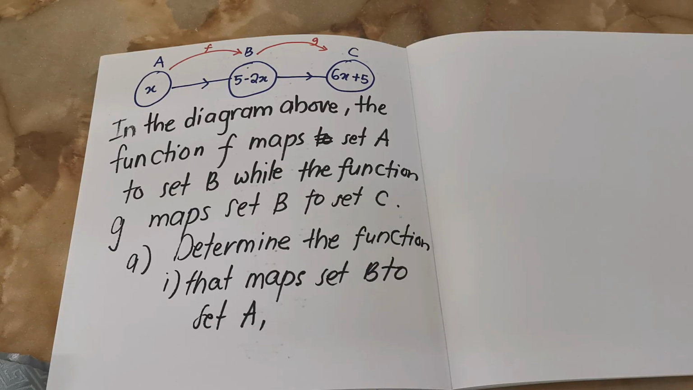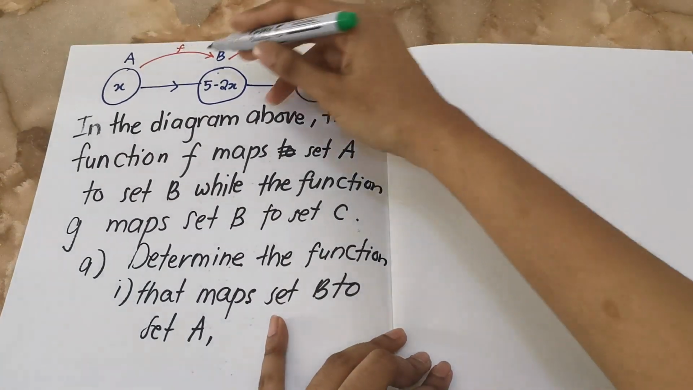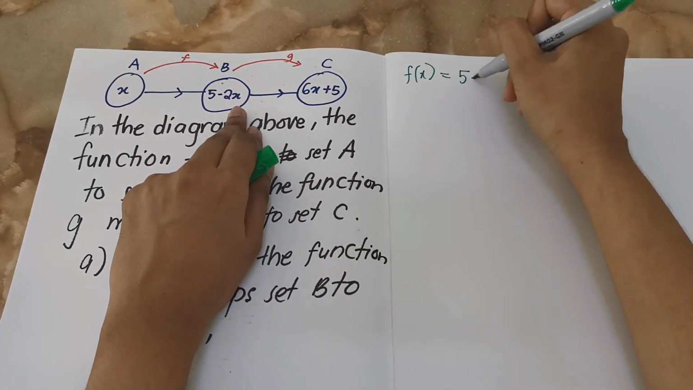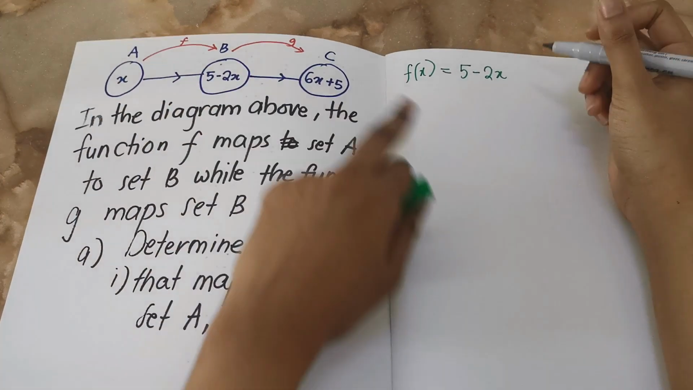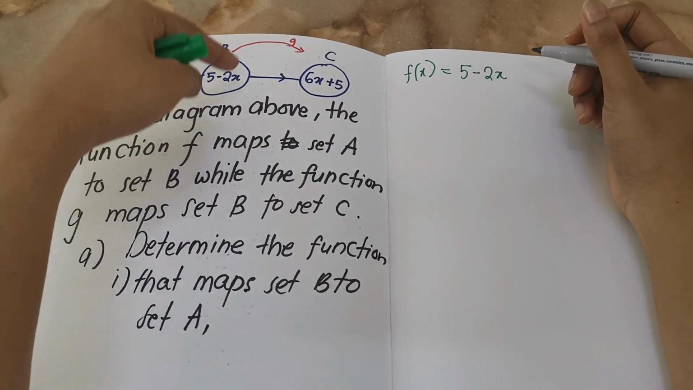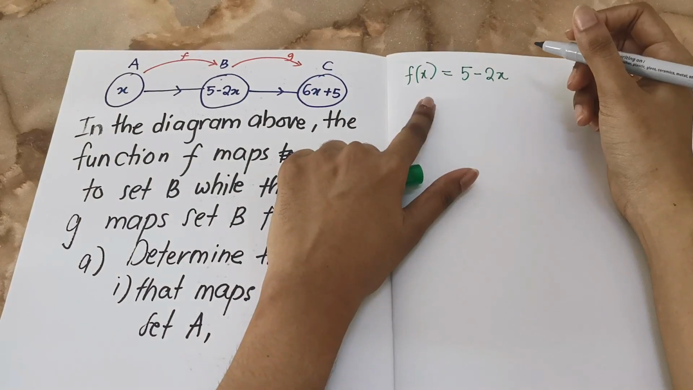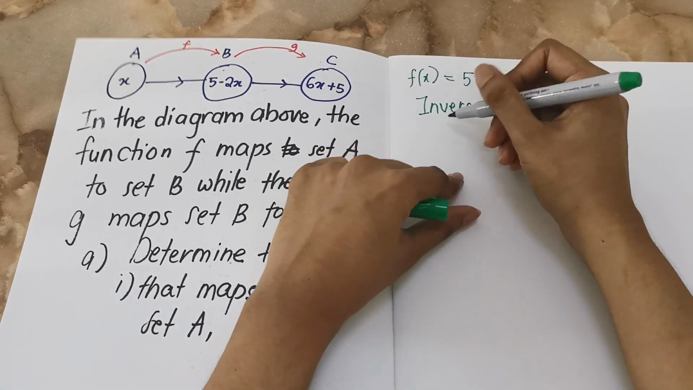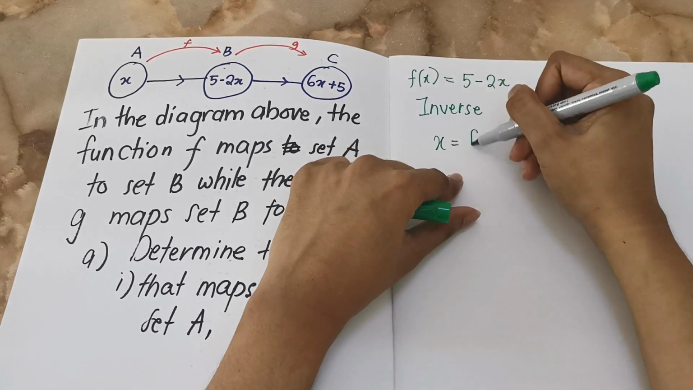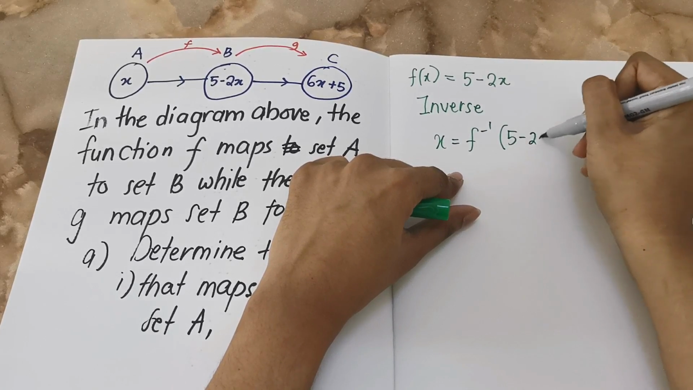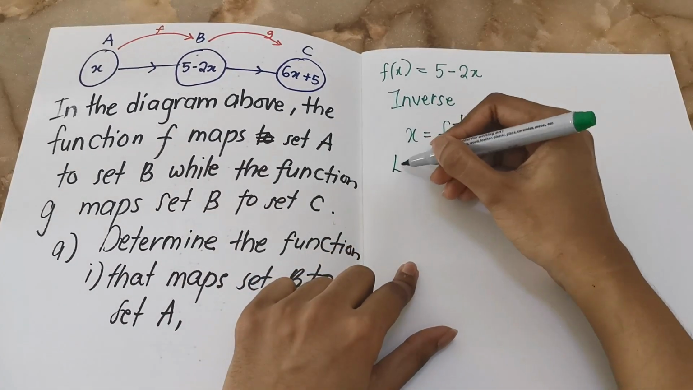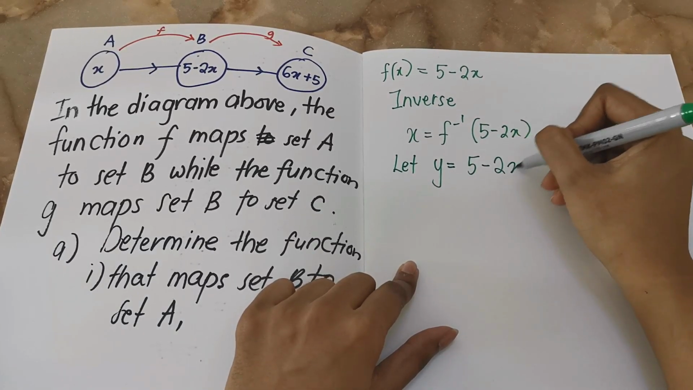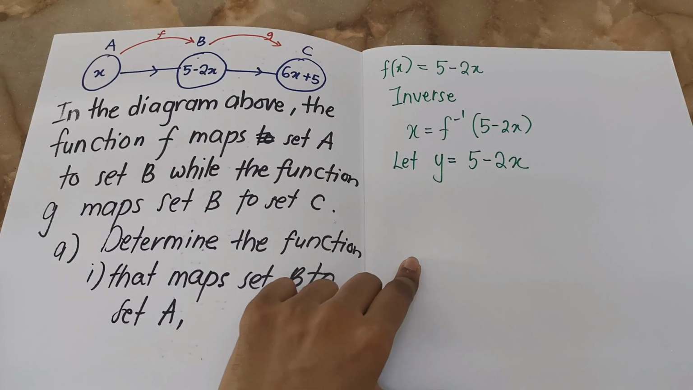So how are we going to find it? First, we know that f(x), so what is our image here? It's 5 minus 2x. So this is function f(x). Now to find B to A is actually the inverse, correct? So here we need to find the inverse of f. First what we're going to do is let y equal this equation, 5 minus 2x. From here we are going to find our x value.